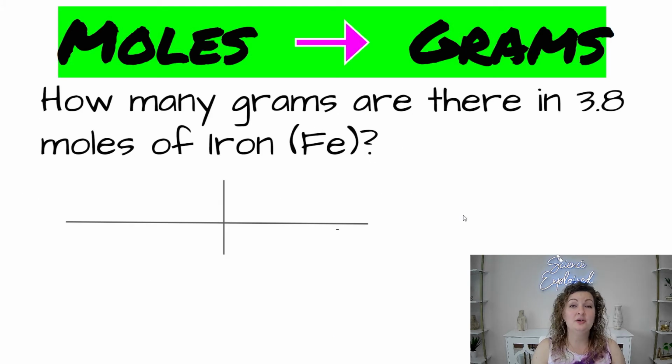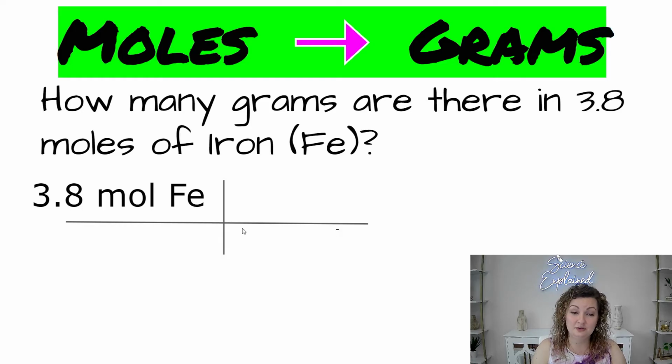All right, let's go ahead and try moles to grams. How many grams are there in 3.8 moles of iron, Fe? Start with what you know in the upper left-hand corner, 3.8 moles of Fe. Now diagonal down has to be moles of Fe in order to cancel out. And we want to go to grams, so that needs to be in our upper right-hand corner of our bridge.